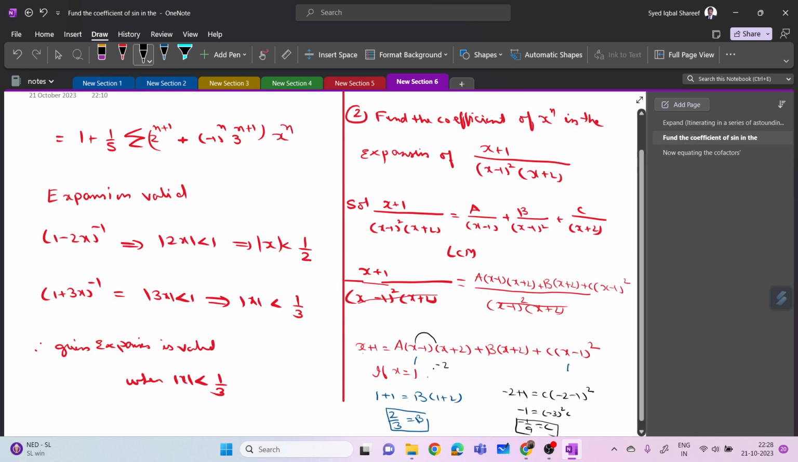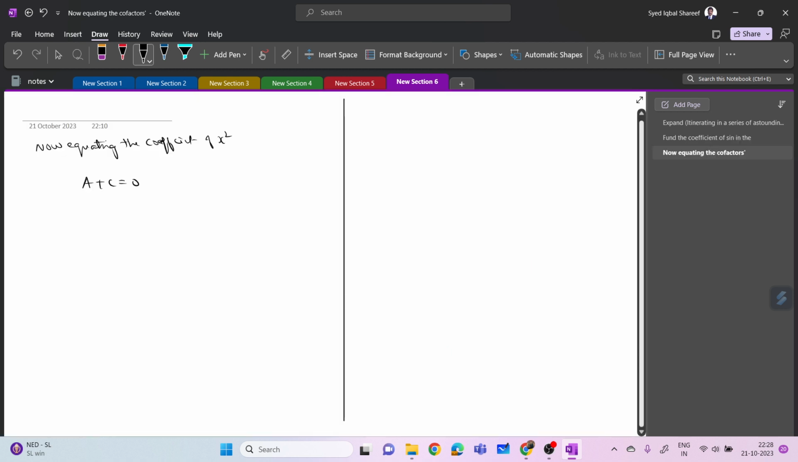So what is our a? A plus c equal to 0. We don't know a, but minus 1 by 9 equal to c. So this implies a equal to 1 by 9.